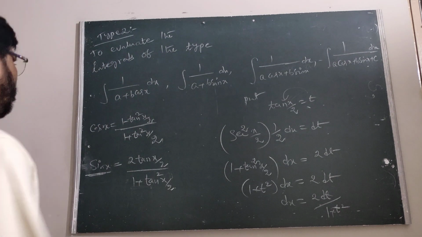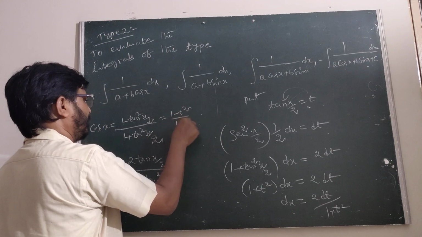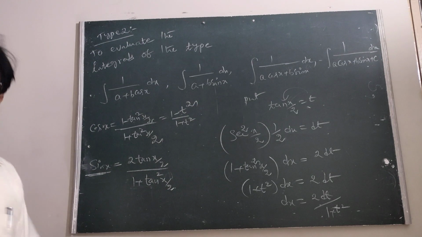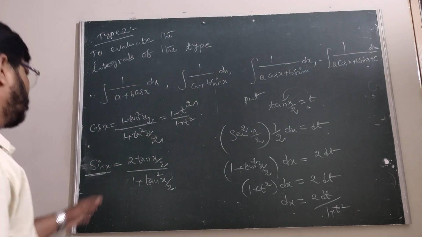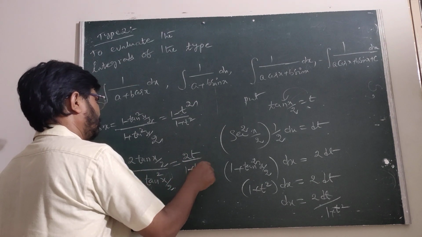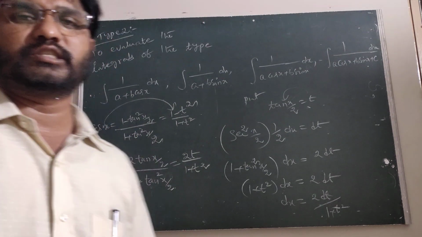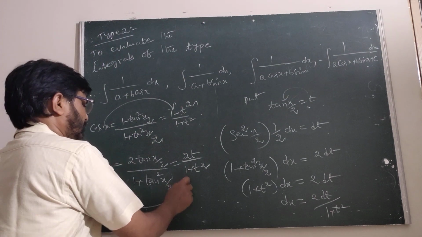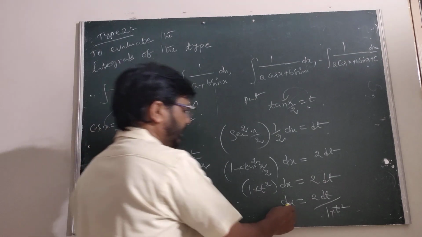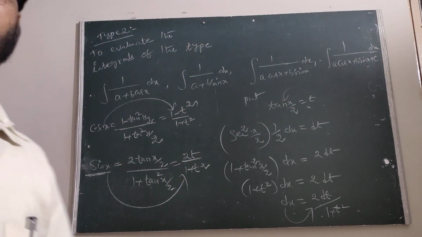So here tan(x/2) is t. Therefore cos x is 1 minus t square upon 1 plus t square, and sin x is 2t upon 1 plus t square. And dx is 2 dt upon 1 plus t square, where t is tan(x/2).